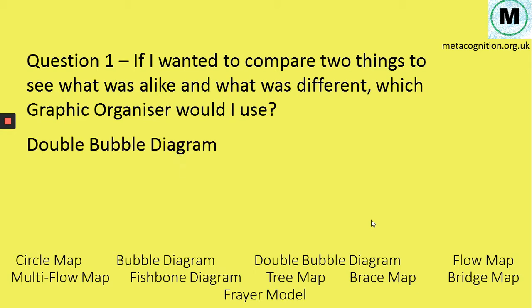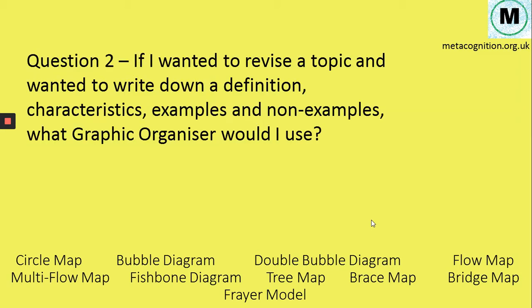And the answer for this one is, of course, a double bubble diagram. Double bubbles look at things that are the same and things that are different. Question 2. If you wanted to revise a topic and you wanted to write down a definition, characteristics, examples and non-examples, what graphic organizer would you use? Pause your video and have a go at this question.